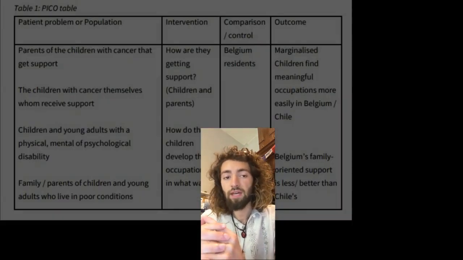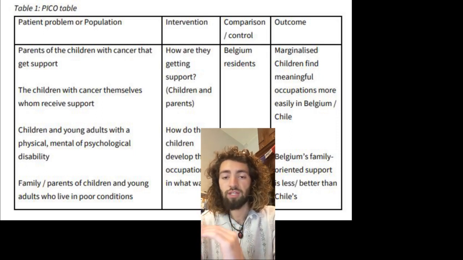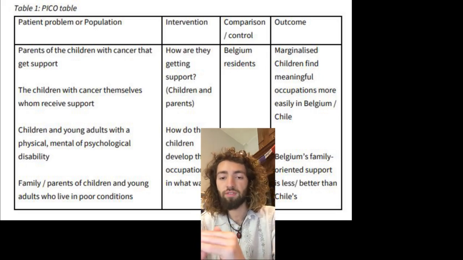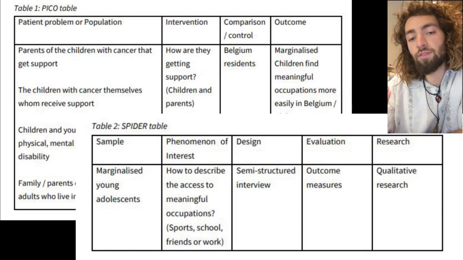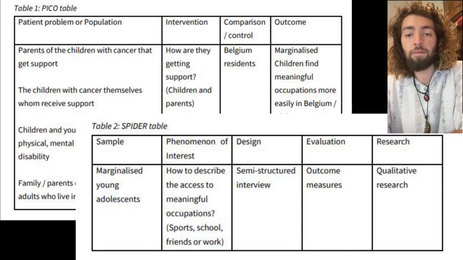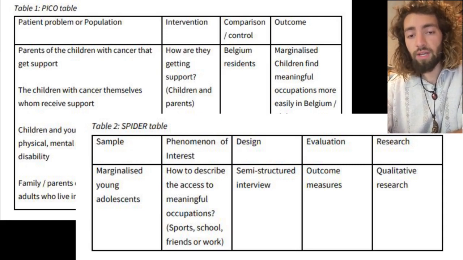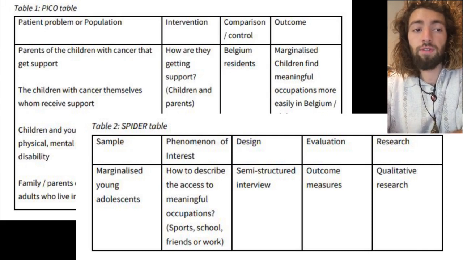And the way we did this was by making a PICOT table and a SPIDER table. So with the PICOT table, we made a population, intervention, comparison, outcome, which made our research question more specific. With the SPIDER table, our research question got more narrowed into a specific direction or area. Because it's a very wide subject and a lot of things could be investigated, we had to focus ourselves on one area of occupations or leisure activities, as mentioned in the research question.